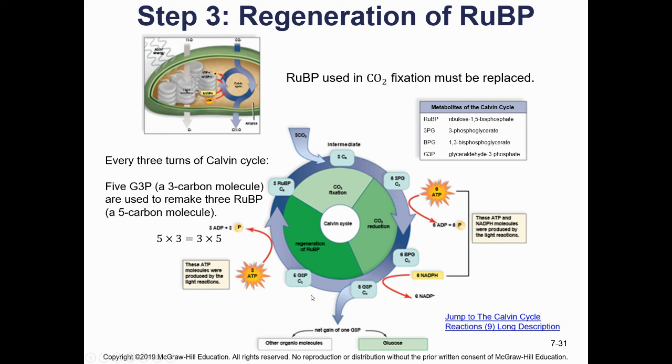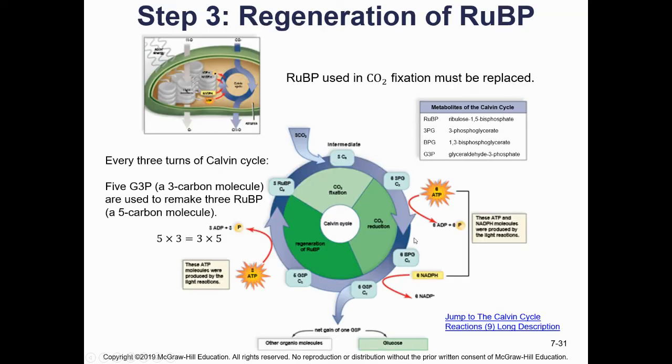I have one last step in this because it's a cycle. I have to come full cycle. I have to regenerate that RuBP. So RuBP is going to be added to the carbon dioxide that comes in. So I need to replace it. I need to get from my final G3P to my ribulose bisphosphate. So every 3 turns of the Calvin cycle, 5 of these G3Ps, and this is a 3-carbon molecule, are used to come back and make 3 RuBPs. Remember, my RuBP is a 5-carbon molecule. So I'm going to take my 3-carbon molecules and make 3 RuBPs, which is a 5-carbon molecule.